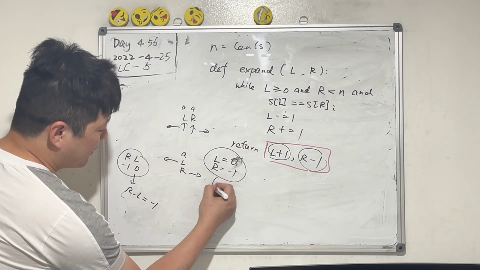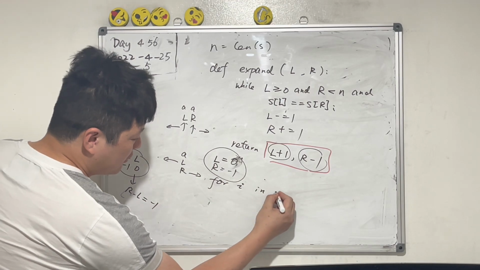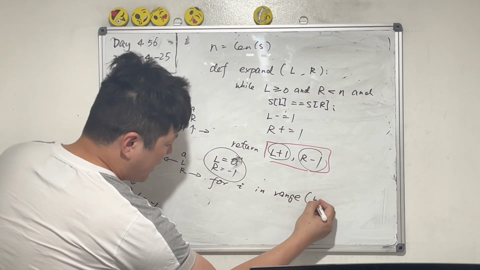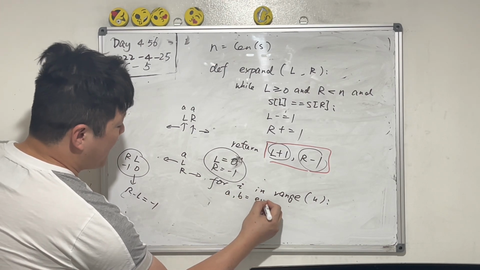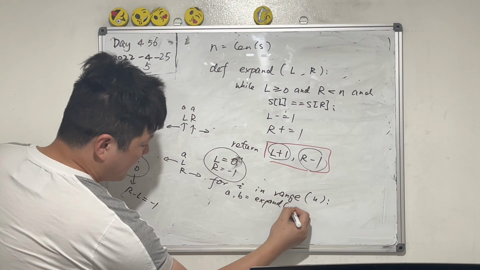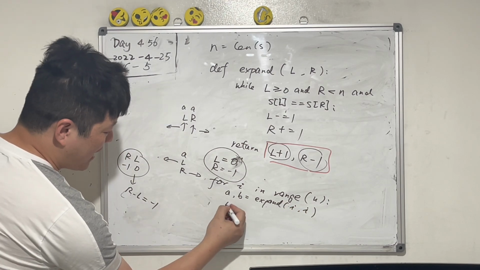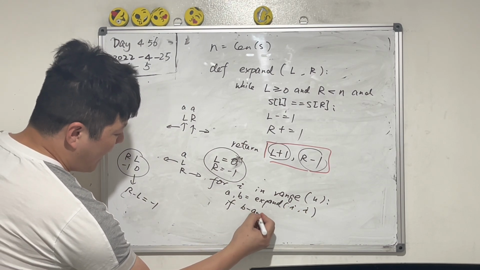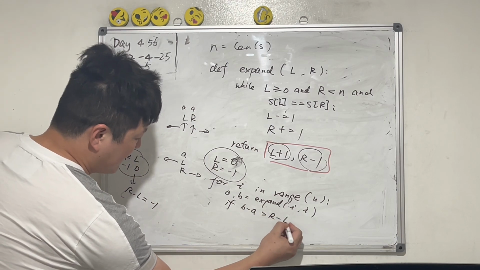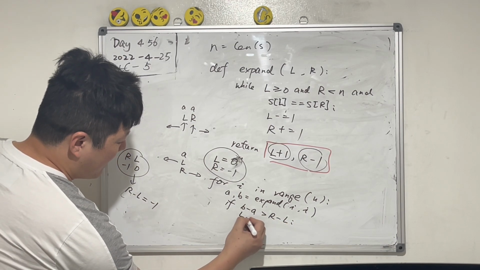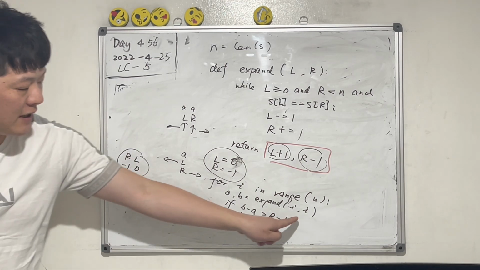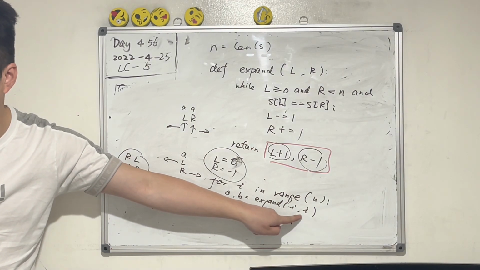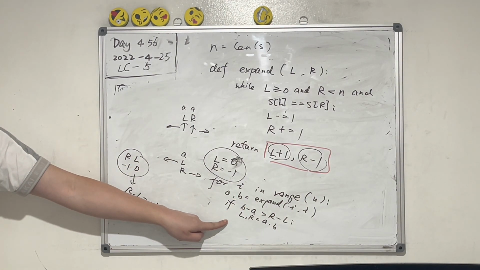Then we can go through this for i in range n. So now a, b equals expand(i). And then we check if b minus a is bigger than r minus l, then we remember l, r equals a, b. Okay, look, this is for the odd number of characters. And what's the second choice? What are the other possibilities? Even.